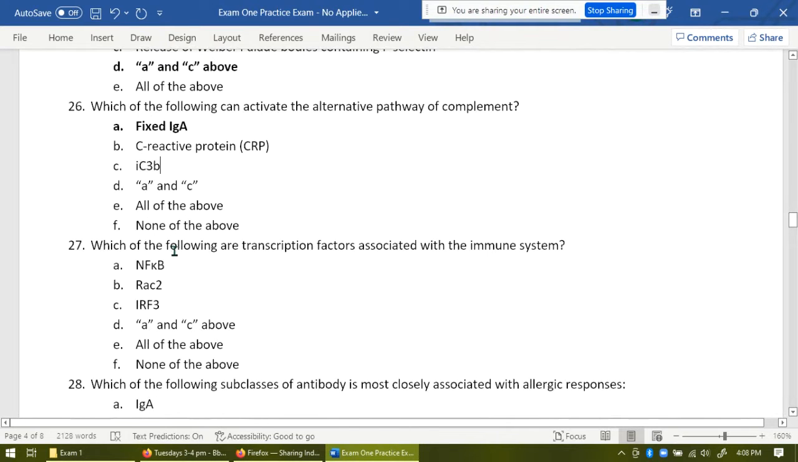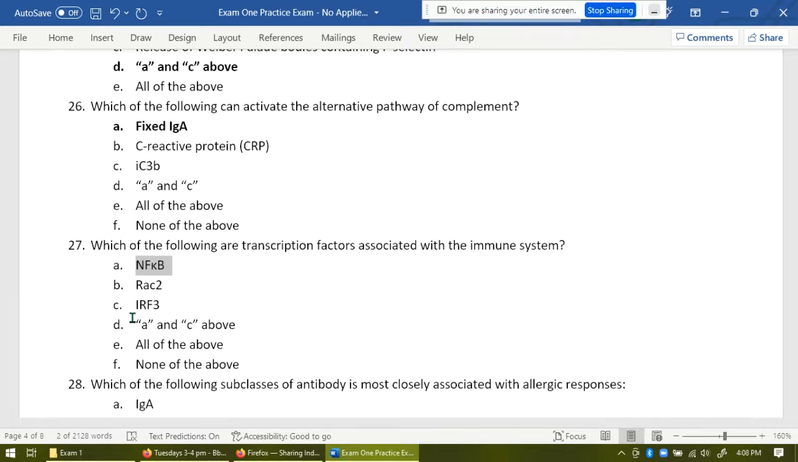Which of the following are transcription factors in the immune system? NF-kappa B, yes. That one turns on inflammatory cytokine genes and anti-apoptotic factors, and it transcribes enzymes involved in reactive oxygen and nitrogen species production, right? It turns on inducible nitric oxide synthase, for example.